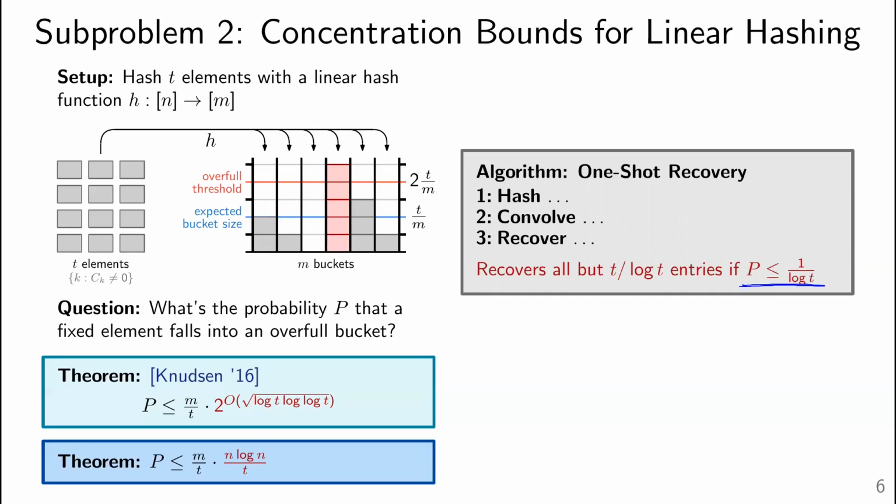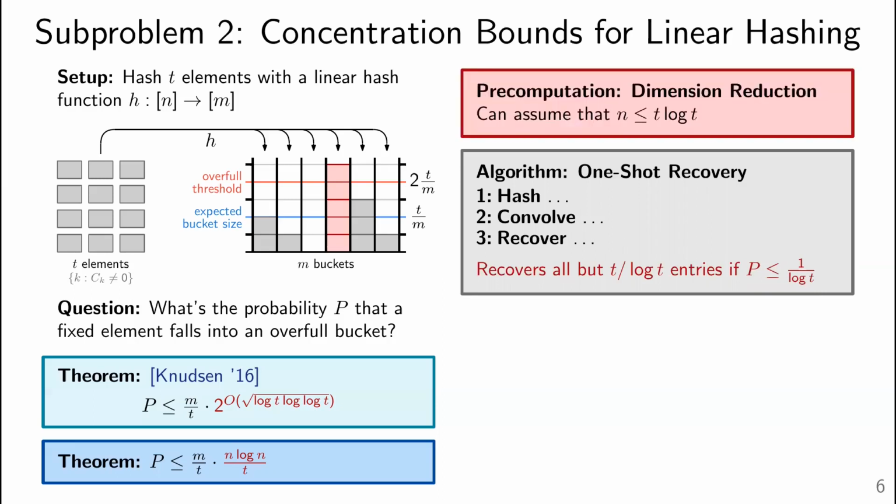And to make this happen, we do another pre-computation, namely a dimension reduction. So before we even run the one-shot recovery algorithm, reduce the dimension of the vectors to something small, say t log t. Then if you combine this with the theorem on the bottom left, and you pick m to be at most t over log cubed t, you get that p is at most 1/log t. So the one-shot recovery algorithm correctly recovers all but t/log t entries.